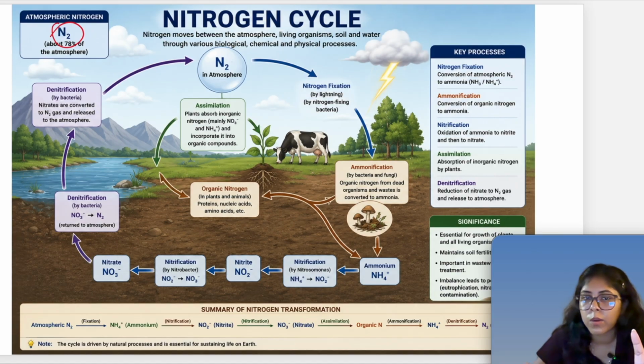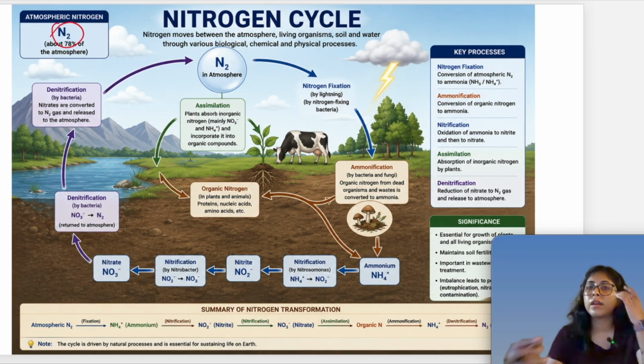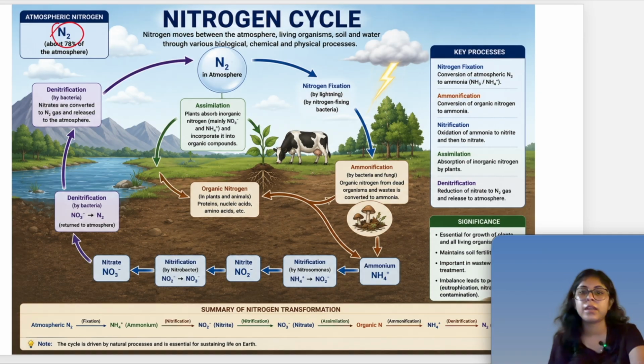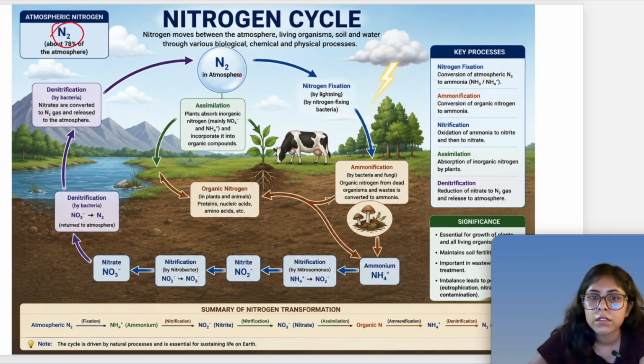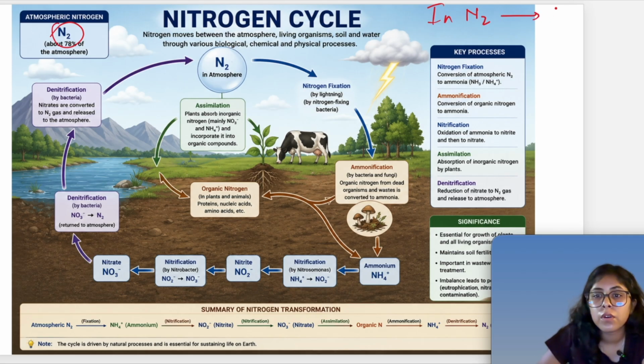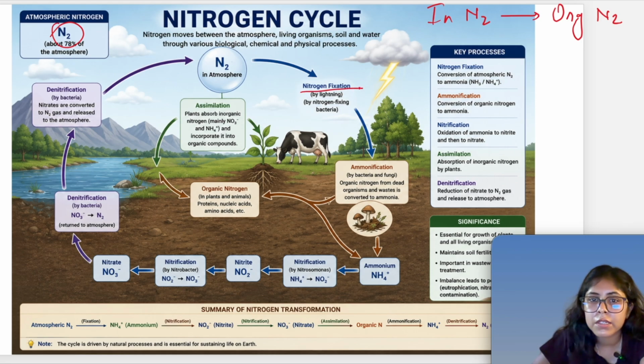It's inorganic till now. For organic species to use it, it has to be converted into organic nitrogen. We call this process of making inorganic nitrogen into organic nitrogen nitrogen fixation. In the atmosphere it will be done by lightning. So lightning fixes nitrogen. It changes inorganic nitrogen into organic nitrogen.